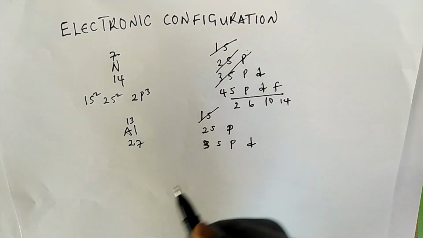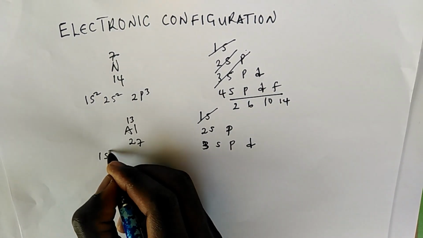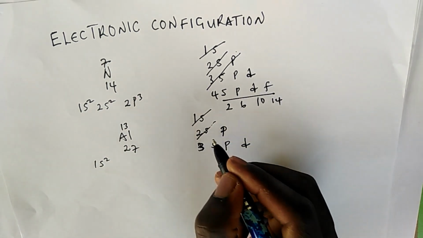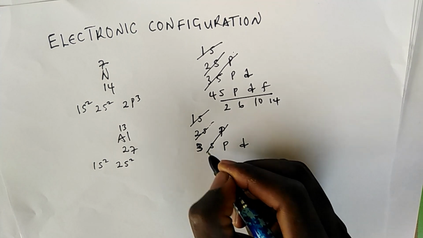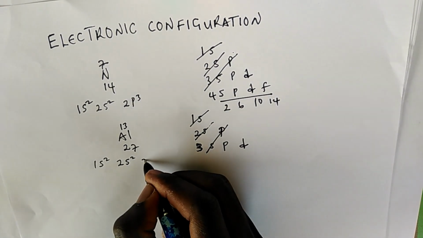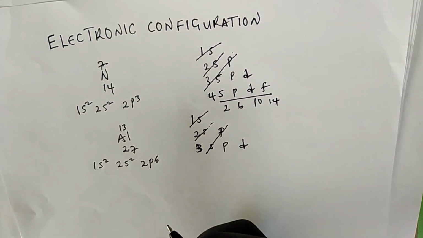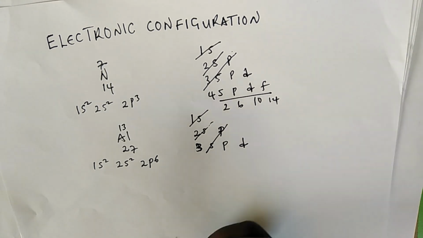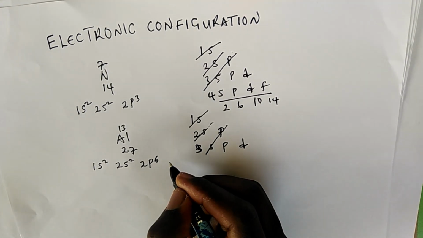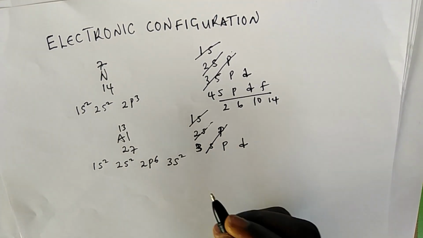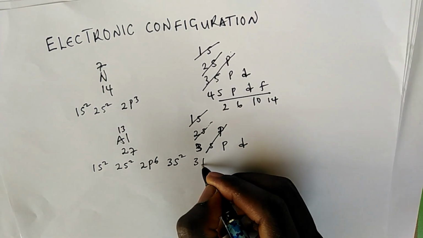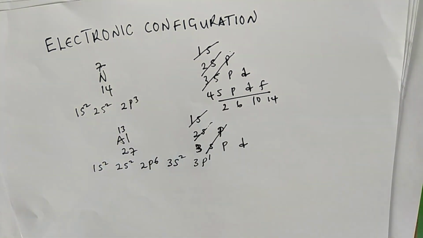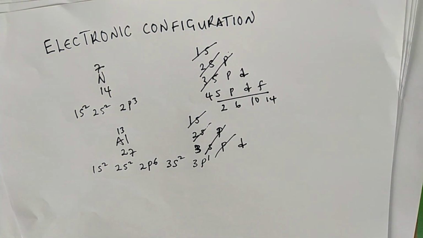So we have 1s2. We have 2s2. We have 2p6, that is 10, right? And we have 3s2, remain just 1 electron, so we have 3p1, right? That is for this one, right?